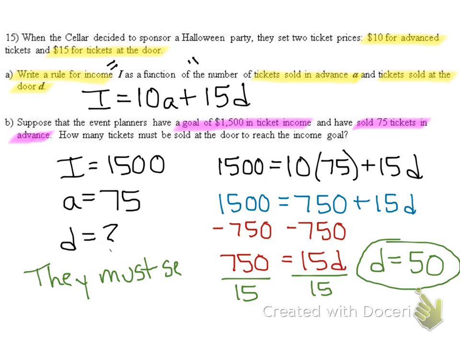And that means that they would have to sell 50 tickets at the door in order to meet their income goal.